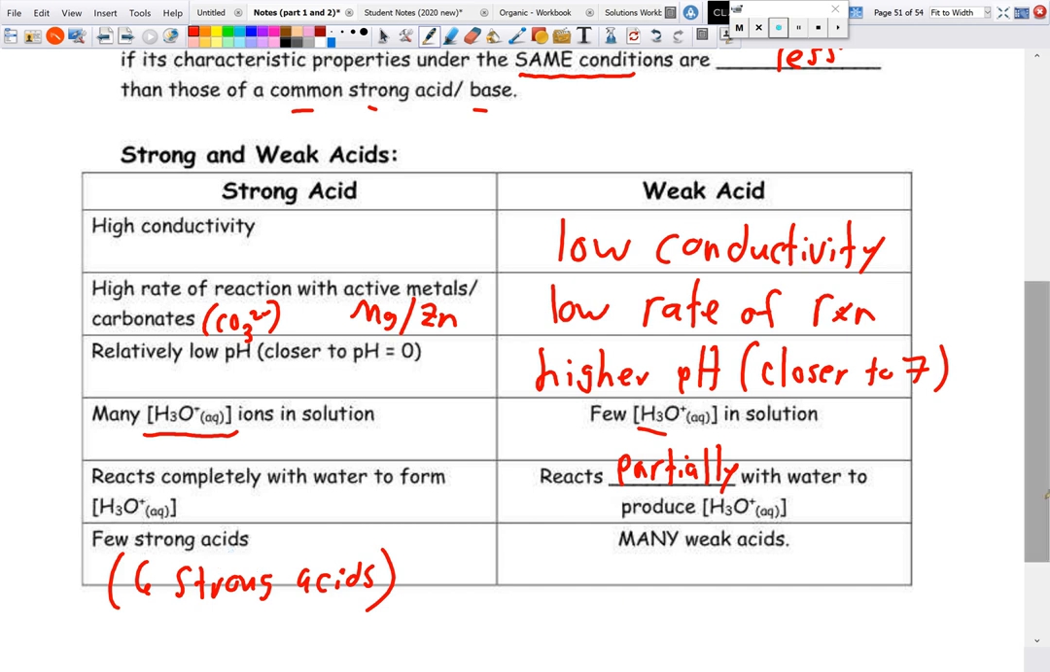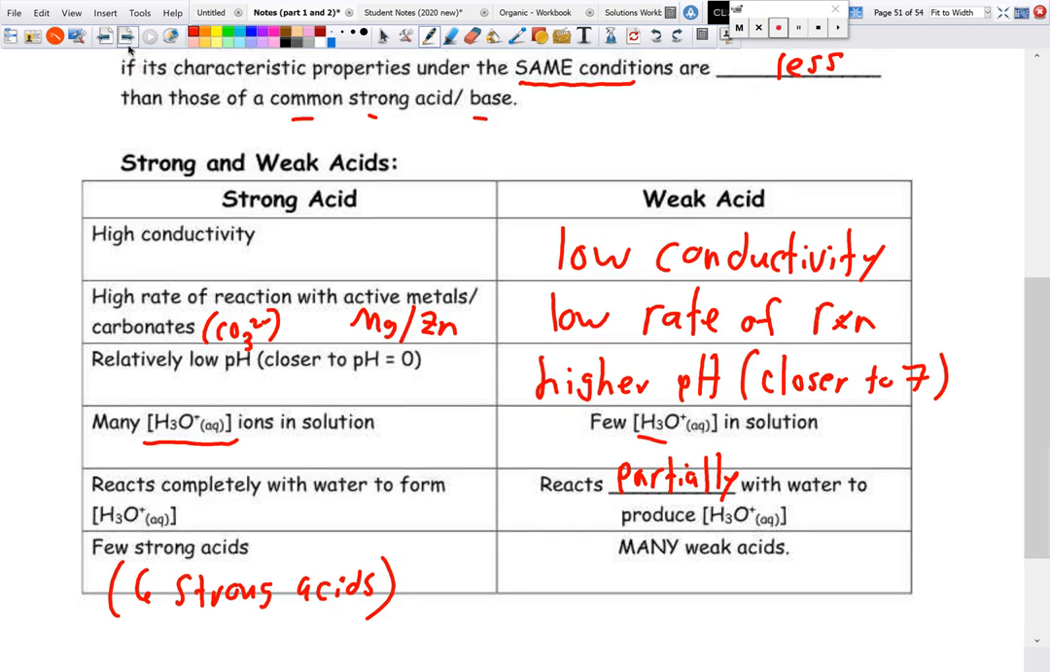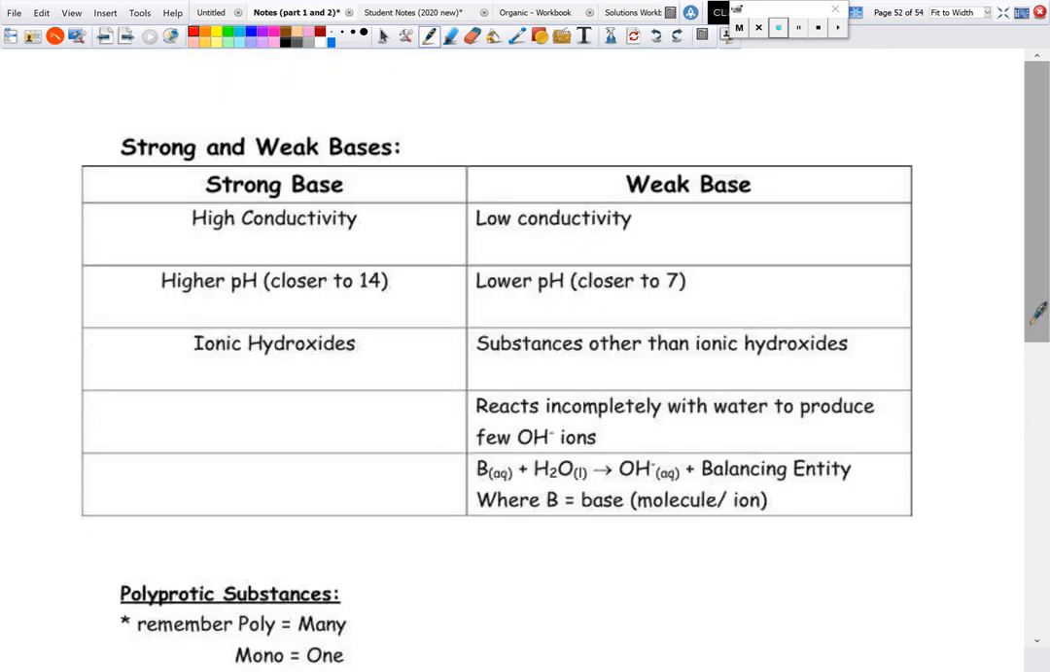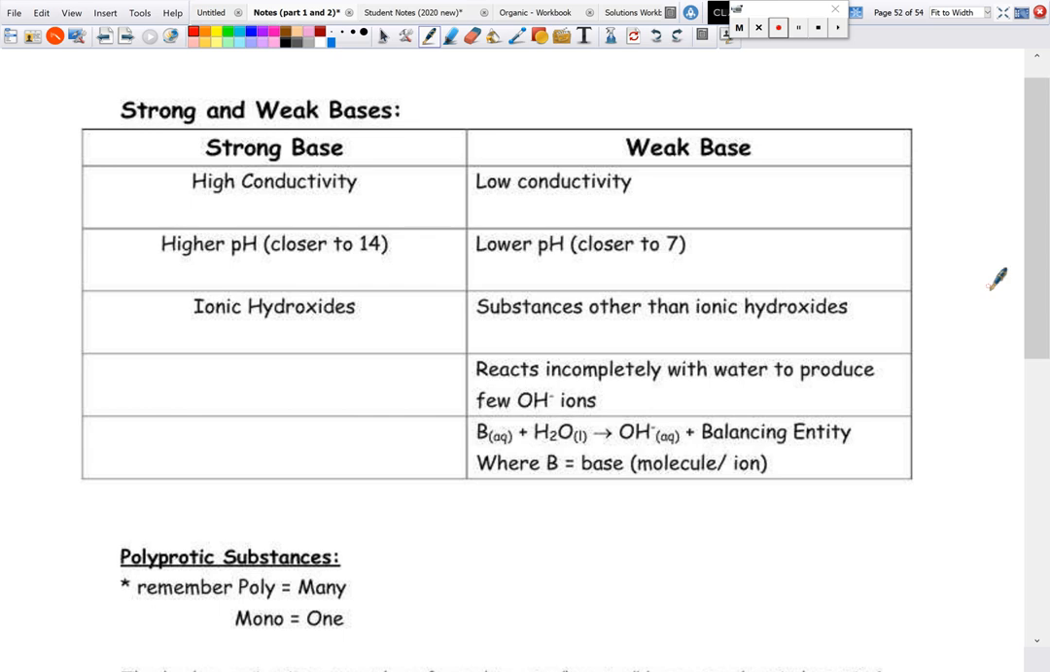So that is all the properties for the acids. Now our next chart, and this is going to be our last one, we're just going to look at the bases. It's the exact same thing, where we have our strong base and our weak base. If a strong base is highly conductive, a weak base is going to have low conductivity. A strong base has a pH closer to 14, so extremely high pH, whereas a weak base is going to have a lower pH, closer to 7.